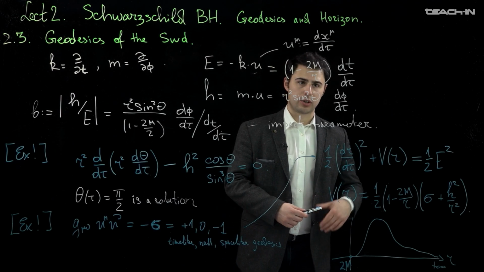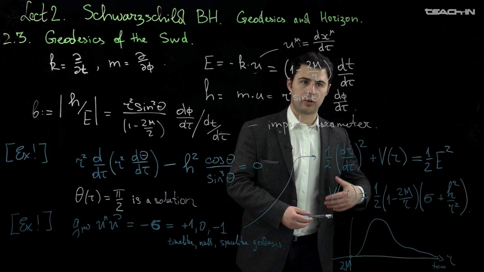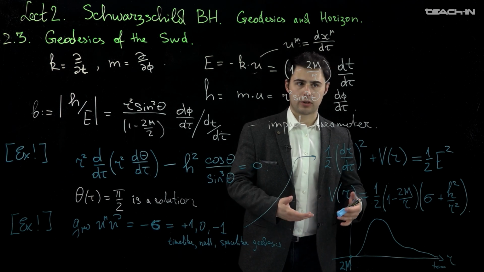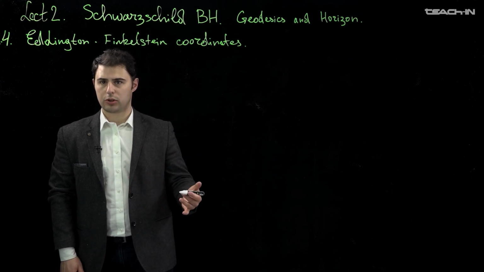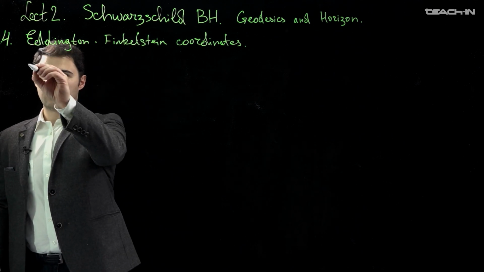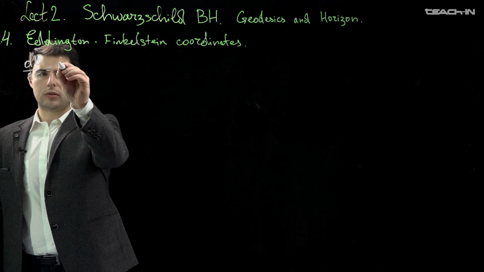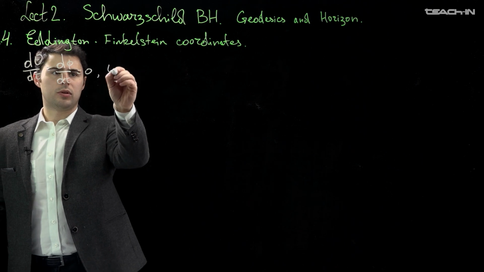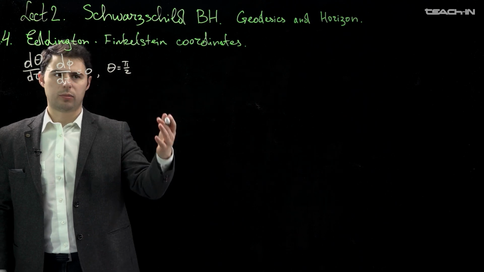Now, let us introduce a convenient coordinate chart that describes the motion of an infalling observer. These coordinates are called Eddington-Finkelstein coordinates. So let us now consider the radial null geodesics in Schwarzschild metric. Radial means that dθ/dτ equals dφ/dτ equals 0. Theta, for simplicity, we take to be the equatorial plane.